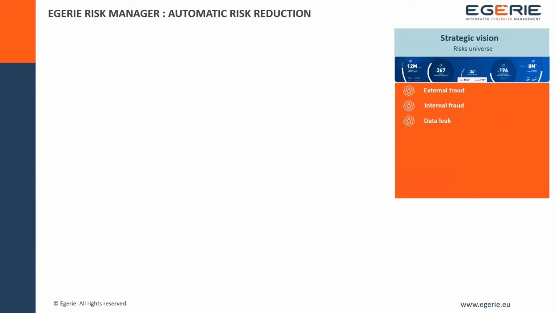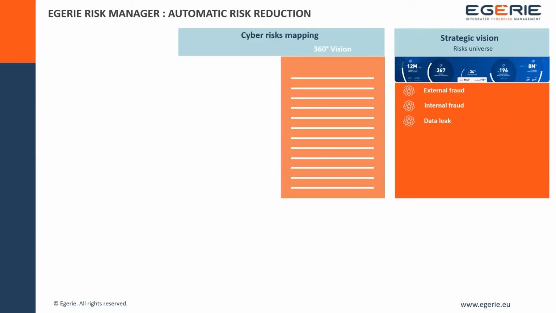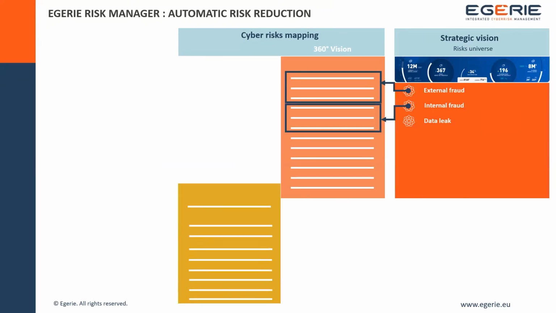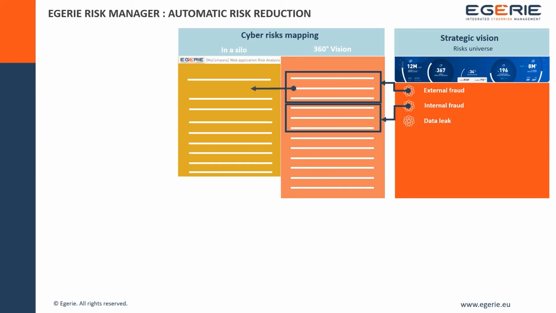And as you have understood, each macro risk is in fact a collection of operational risks that we can find in the 360-degree vision. And each of these operational risks comes from a risk analysis. So here, for example, I take a web application risk analysis that you have conducted in EGRE. And for example, there is one operational risk: an attack from the corporate network leads to an intrusion into the SI and access to banking information.